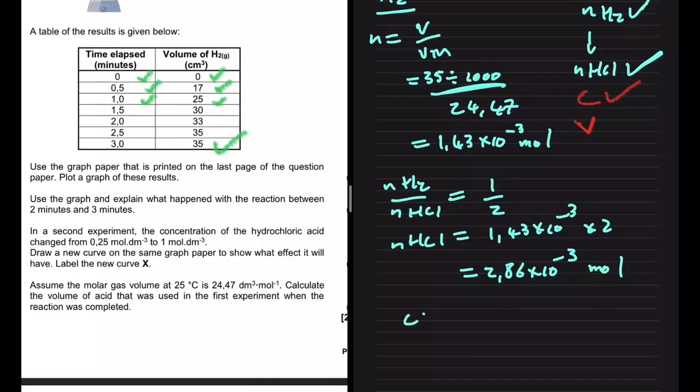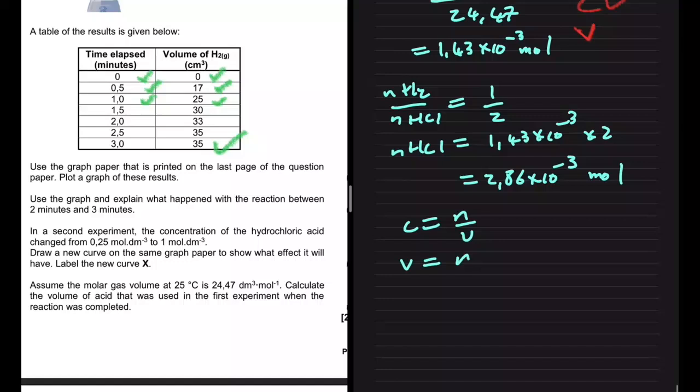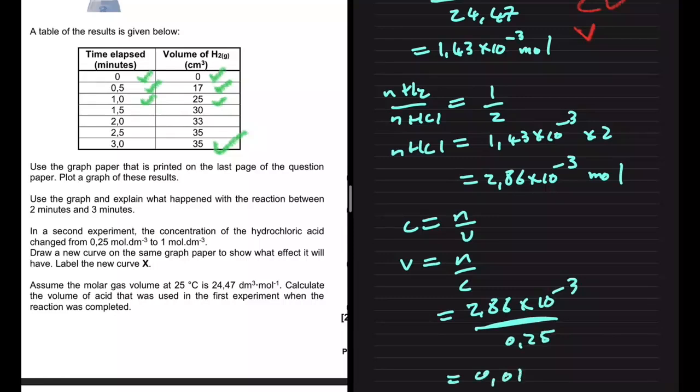And the last step, concentration, is number of moles divided by the volume. So the volume will be equal to the number of moles divided by the concentration. The number of moles is 2.86 times 10 to the minus 3. The concentration is 0.25. That is 0.011 decimeter cube.